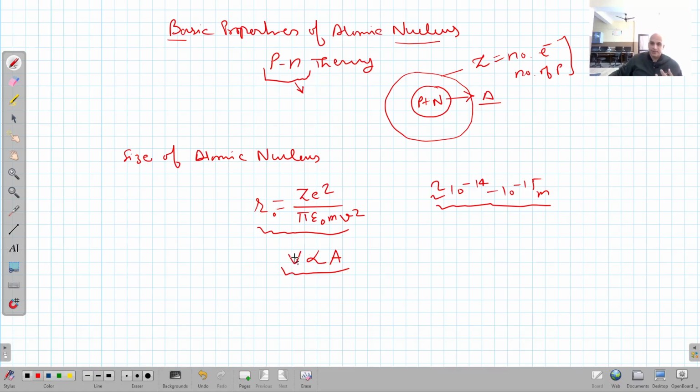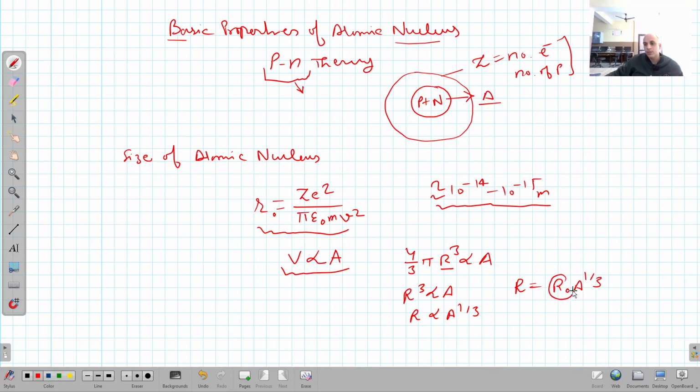So different scattering experiments reveal that the volume of the nucleus, that is spherically symmetrical, is directly proportional to the mass number, right? So now if I consider that the nucleus is spherically symmetrical, then volume, 4 by 3 pi r cube, is directly proportional to A. Here r is the radius of that sphere. So I can say r cube is directly proportional to A, or r is directly proportional to A power 1 by 3, or I can say R is equal to R naught A power 1 by 3.